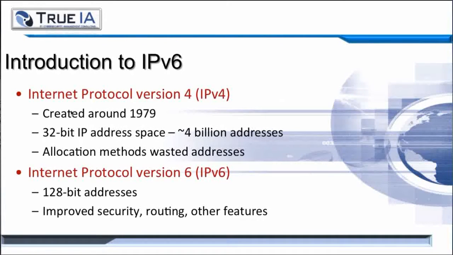First, I'll start with a short introduction to IPv6. It all started with IPv4. Created in 1979, it is what we are most familiar with, the classic 32-bit IP address space, which provided for a little over 4 billion IP addresses. However, due to poor allocation methods, a lot of that address space was wasted, and we have since run out of IPv4 address space. Enter IPv6. It expands the 32-bit IP address space to 128 bits. It also improves overall security as well as routing.